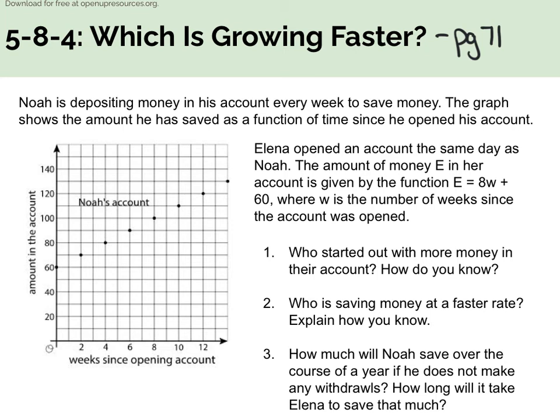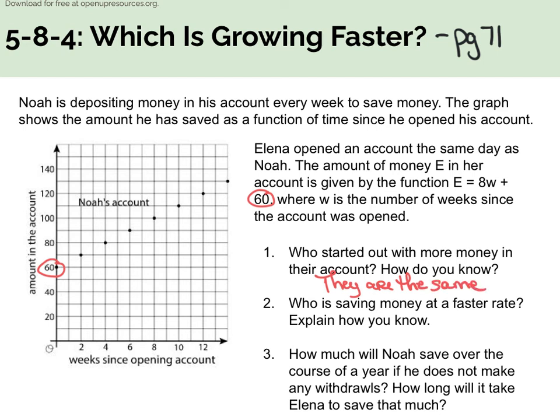All right, let's go ahead and go through it. The graph is Noah. So let's look at the graph. The graph is kind of where the dots actually start. So where does this start? It starts at 60. And then Elena, where does she start? Well, she also starts at 60. So they are the same.